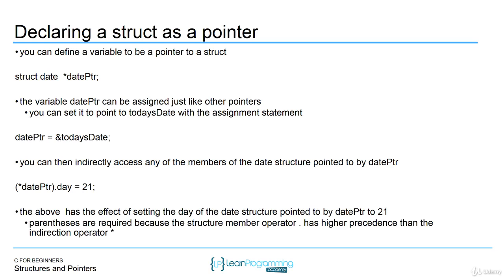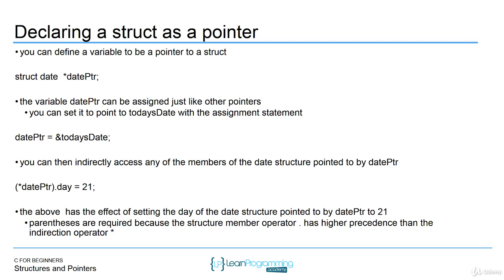Now, the above is just saying whatever today's date is pointing to, we want to access that value and set the day to 21. In this case, the parentheses are required because the dot has a higher precedence than the asterisk. If you didn't put the parentheses in there, it gets screwed up because it would try to do the dot first before it actually got the pointer to the data. So it would try to access data with a null pointer, essentially.